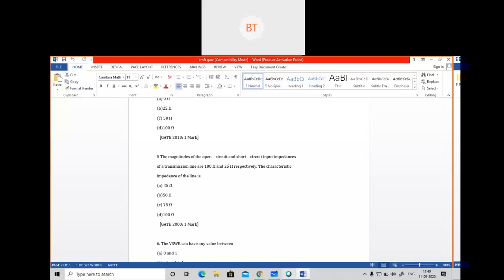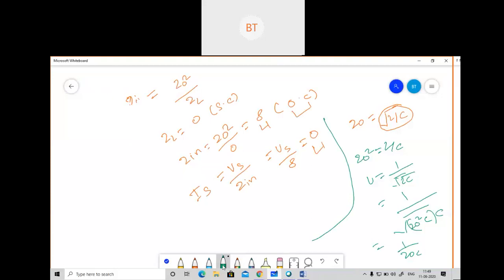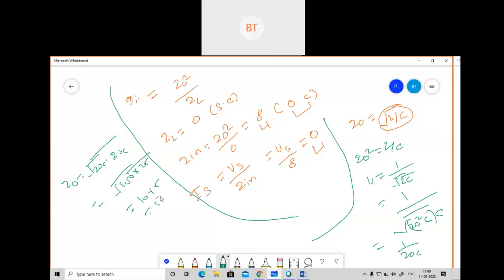So I'll solve it for you if you want, in case somebody is missed. What I will write here: Z naught is equal to square root of Z open circuit, as Pratibha was telling, into Z short circuit. So 100 into 25, they were already given. What you will get is 10 into 5, that is 50. So see, in one line, same formula.